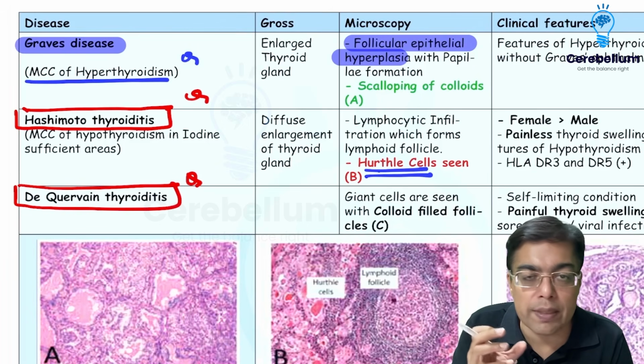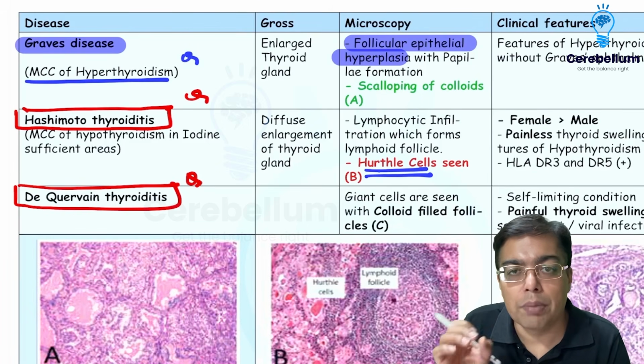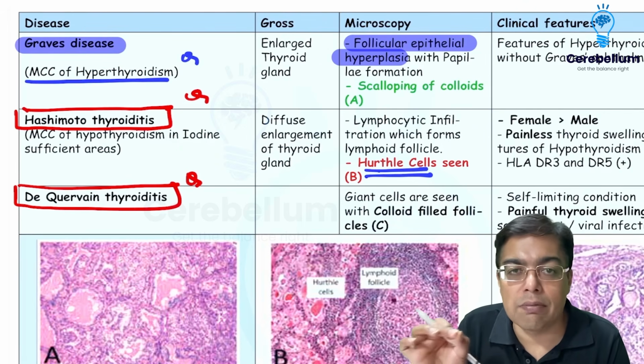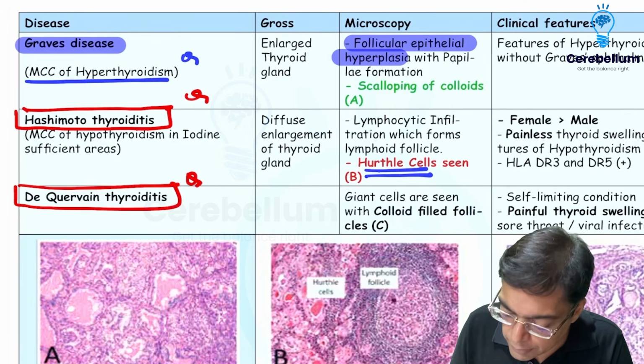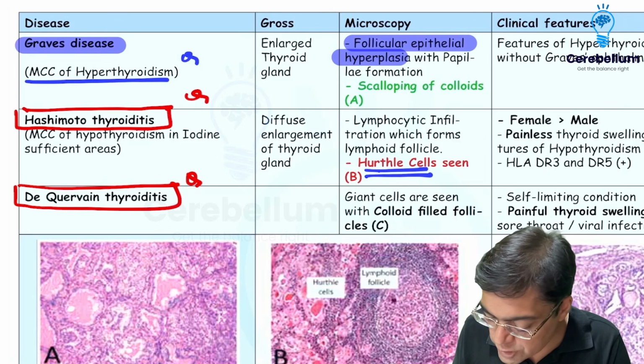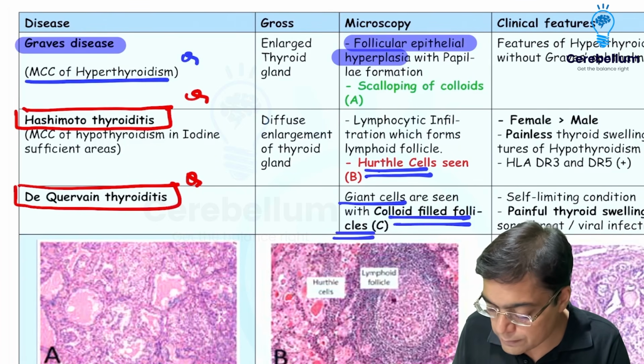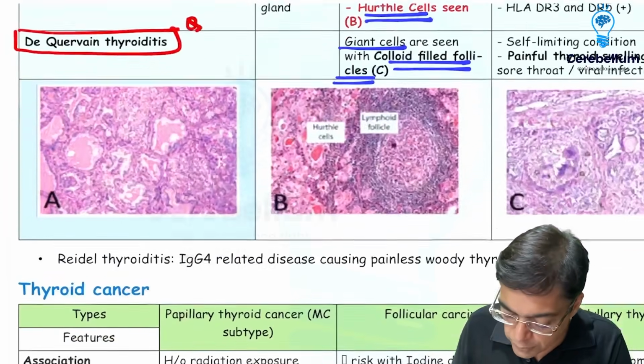Patients may require some analgesics in the initial phase, but the classical history is of a female having a sore throat or a viral infection, then having a painful thyroid, and microscopically you are going to see giant cells and colloid filled follicles, right? So that's what we need to remember over here.